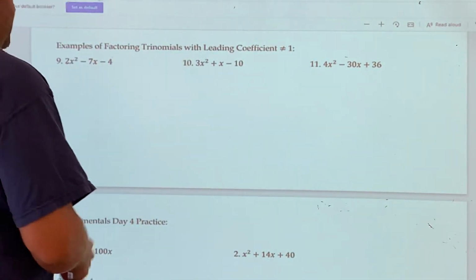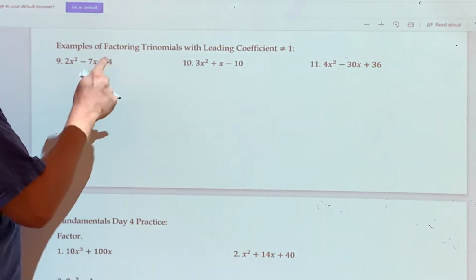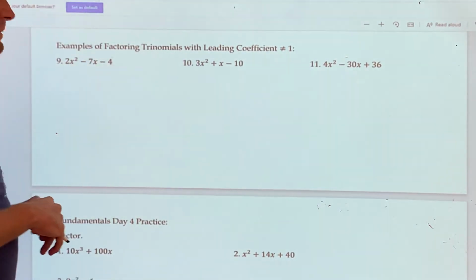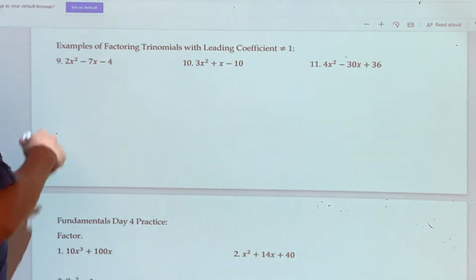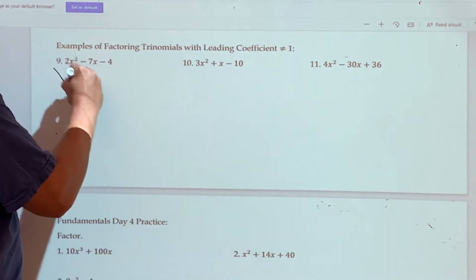All right, so when we look at this first problem here, I look to see if I have a GCF. I definitely don't because 2, 7, negative 4 don't all have a number in common, and they don't all have x's either. So we're going to automatically go ahead and start the star method.